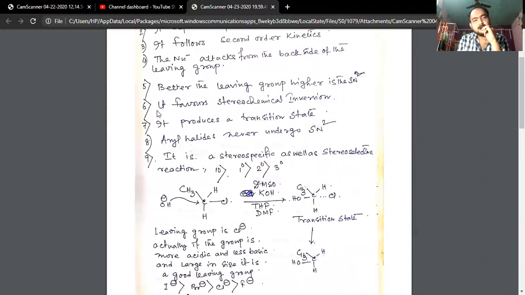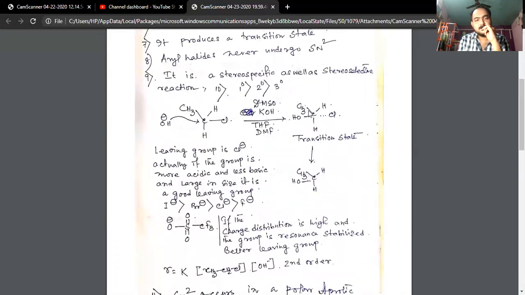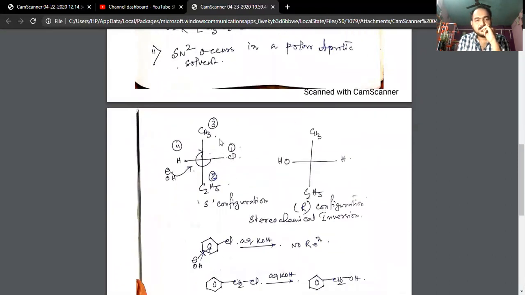Next you see here, it favors the stereochemical inversion. Now you see, this is a structure of an alkyl halide which is secondary in nature. So what happens if you find out the absolute configuration of this compound? Absolute configuration is a part of your stereochemistry. I hope you understand the absolute configuration. If you do not understand absolute configuration, then you can comment in my comment box.